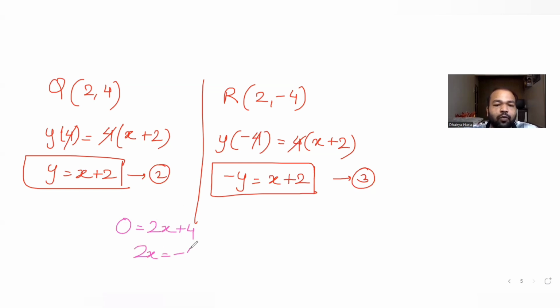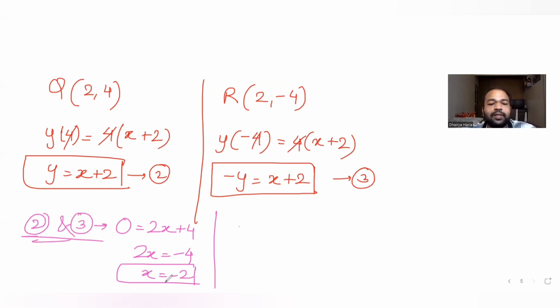2x is minus 4. Get x as minus 2. Once you get x, now if I want to find y, I can just substitute it in any one of these equations, because I have solved these two equations first, 2 and 3. So we have solved equation 2 and 3. Get x as minus 2. If you put x as minus 2, you get y as 0.